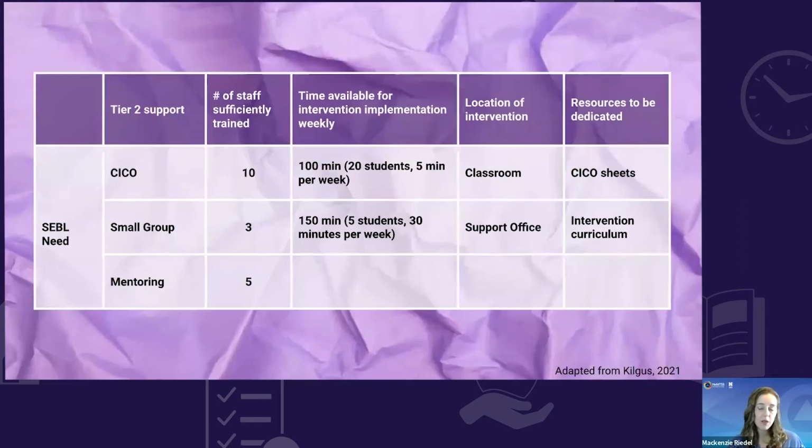One example for how you could map out your various interventions is through a simple chart like this. As you can see, you have different interventions listed, and then it goes through the number of staff that are trained for the intervention, how much time you're anticipating the intervention to take, or how many students you could serve within that intervention, where it will happen. So maybe it happens in the classroom or the office or the hallway, and then what resources you need to dedicate to that intervention.